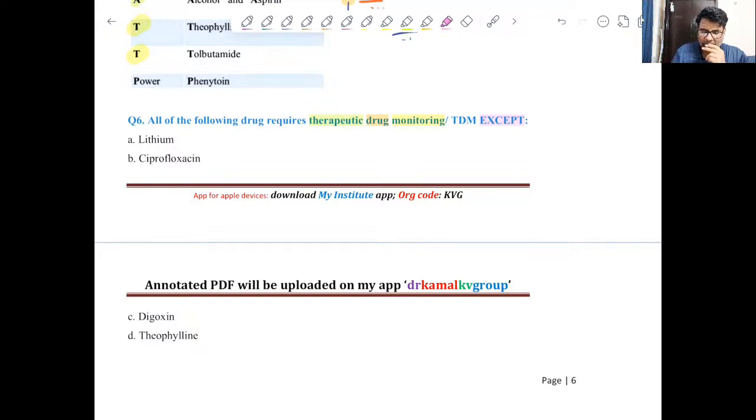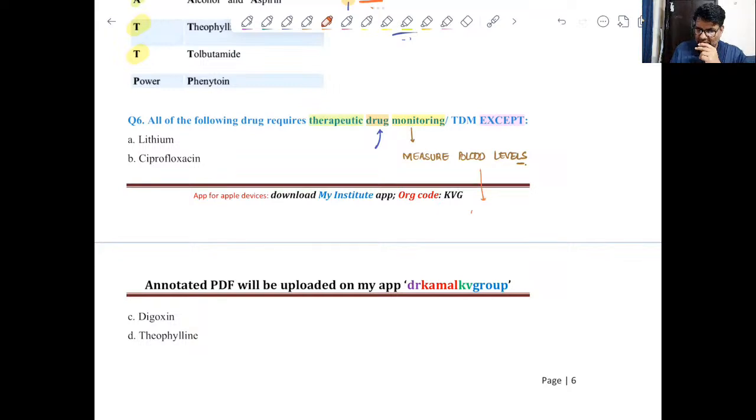Now, all of the following drugs require therapeutic drug monitoring except. Now here you need to understand the concept of therapeutic drug monitoring, right? Monitoring means we have to measure the blood levels, clear, and obviously of a drug. So we have to measure the blood levels and we have to make sure that the level of that drug remains within a particular range, right?